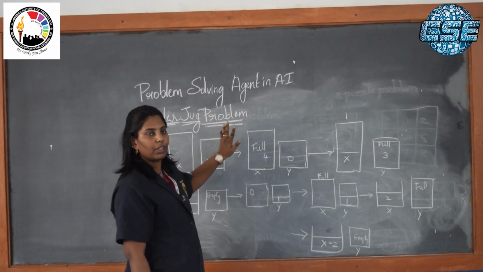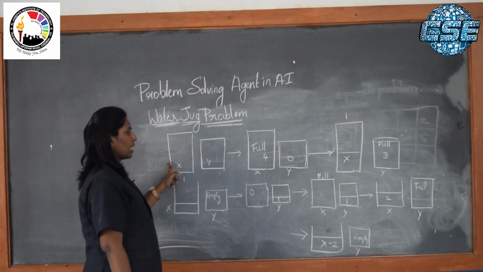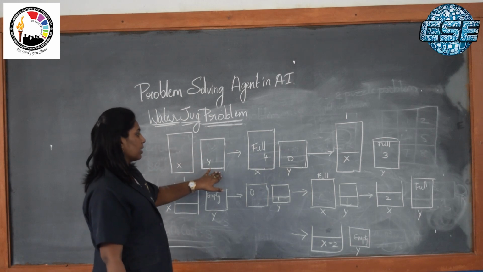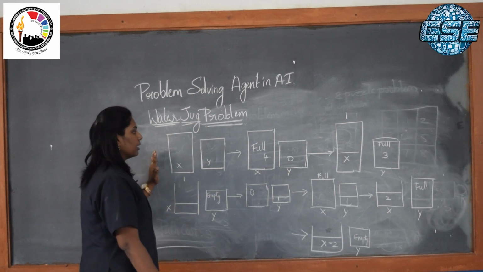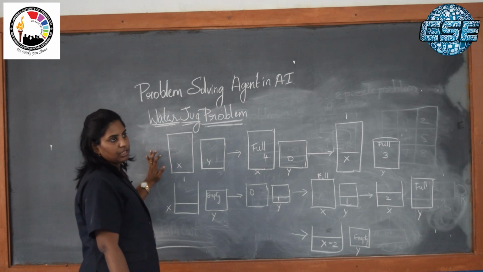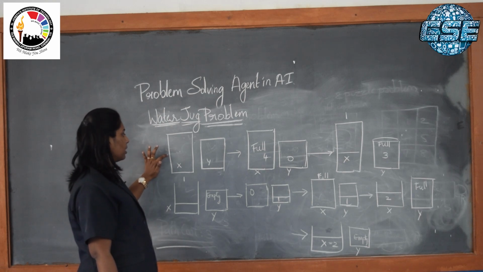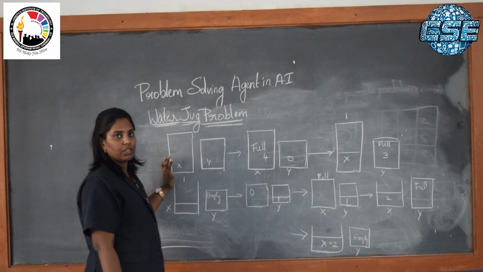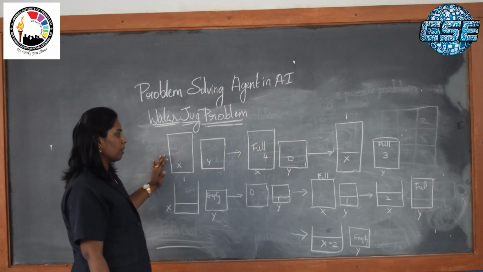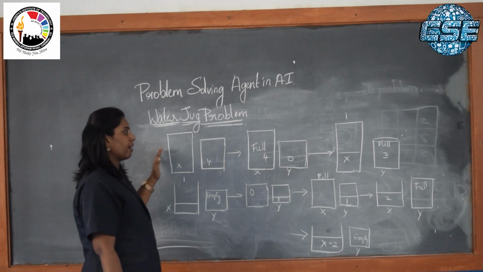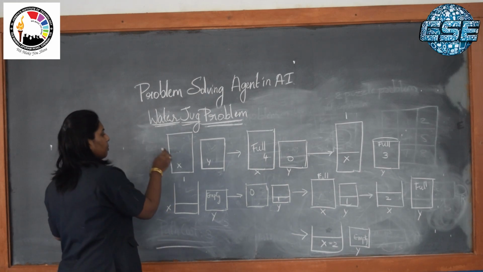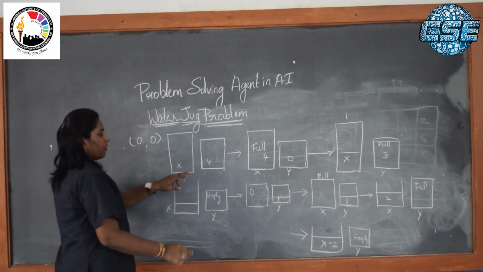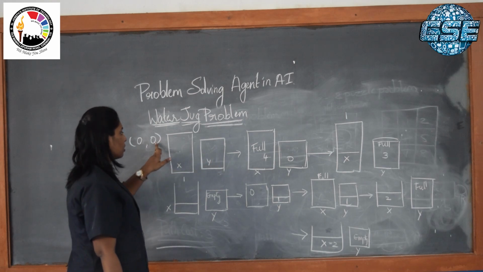In the water jug problem we have two jugs, one is X and one is Y. Here one jug is of 4 liters, the other jug is of 3 liters. But here we have some conditions: these jugs are not marked, there will be no measuring on the 4 liter jug and the 3 liter jug. Initially we don't have water inside them, that is X, the 4 liter jug, will be 0 and Y, the 3 liter jug, will also be 0.